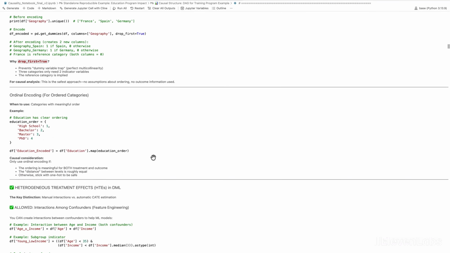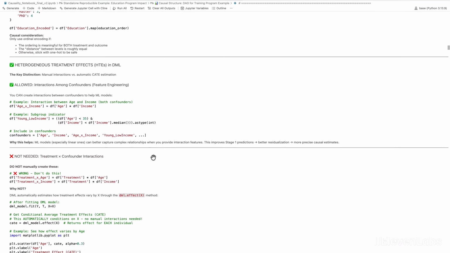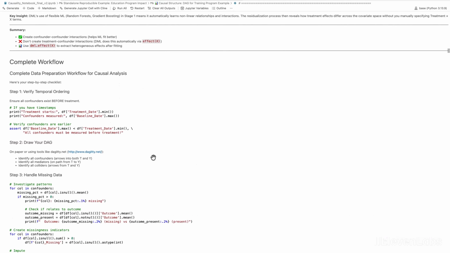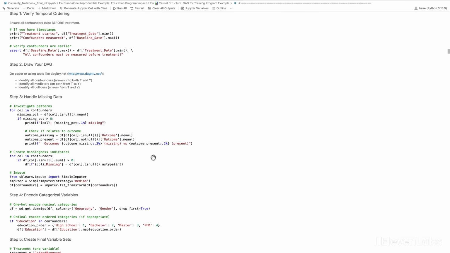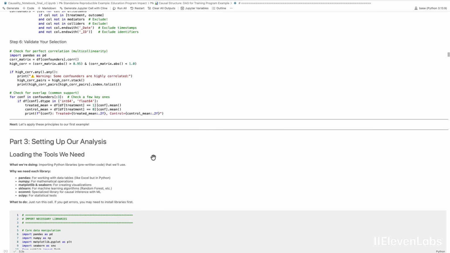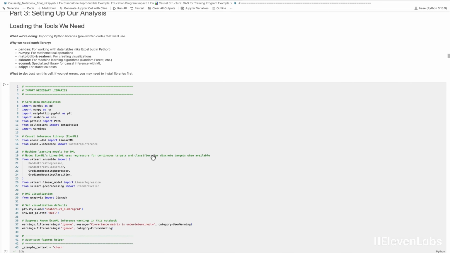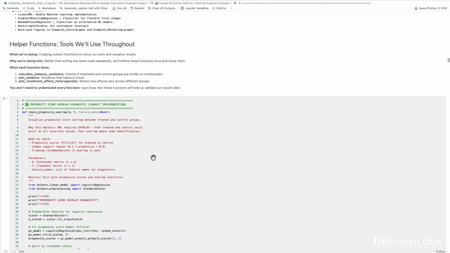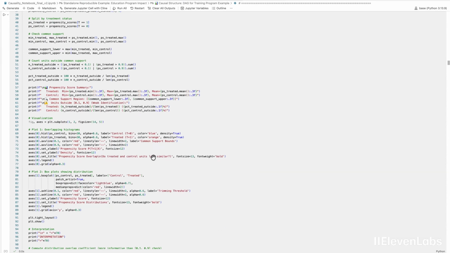By using the directed acyclic graphs, or DAGs, that you see here, I ensure we are controlling for true confounders like age and geography, while avoiding colliders or mediators that could actually bias our results. This preparation is what allows the DML algorithm to isolate the clean signal we're looking for.